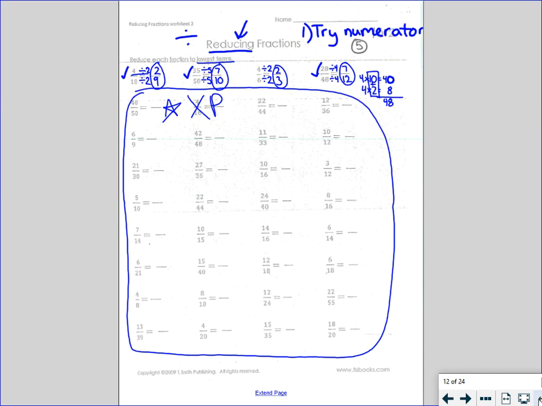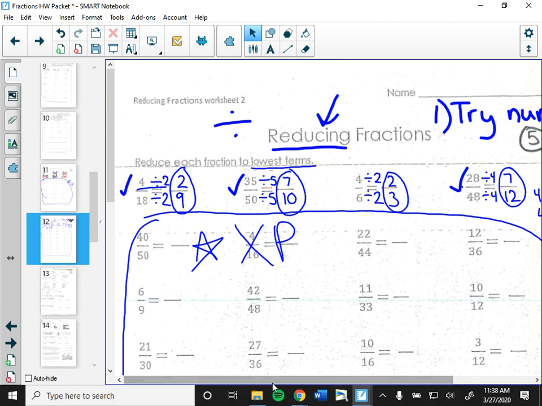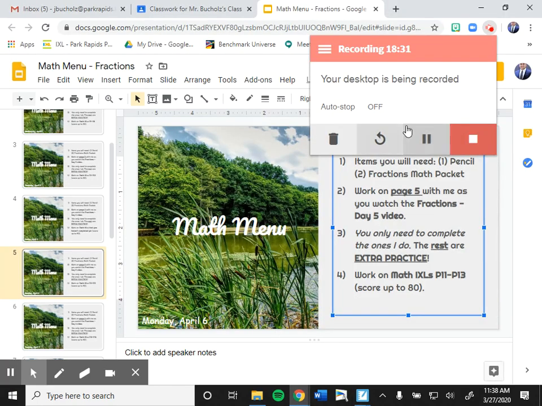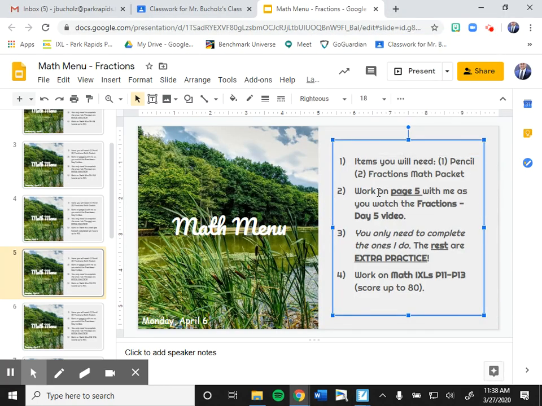Once you're done, go back to the math menu, check out the IXLs, P11 through P13. You need to score up to 80. Math IXLs P11 through P13. And then once you're done, make sure you do your other lessons. All right. Let me know if you have questions. I'm available all day. Also, I will be available on Google Meet from 1 to 2.